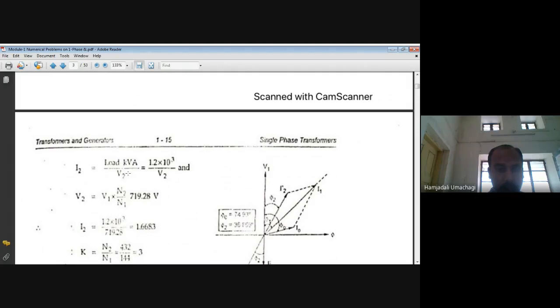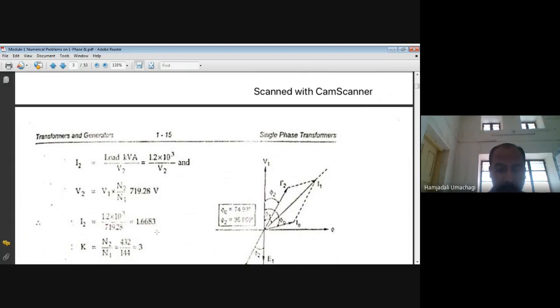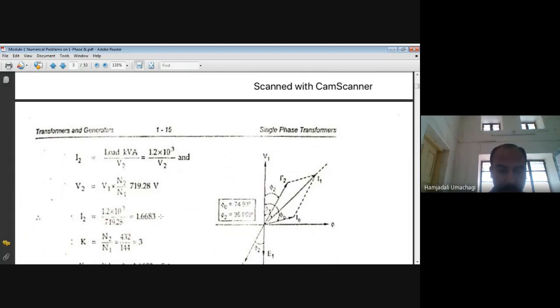Once you calculate V2, now you substitute in this equation. I2 is equal to load kVA divided by V2. Load kVA is 1.2 kVA, that is 1.2 into 10 raised to 3, and the value of secondary voltage V2 is 719.28. So substitute, then I2 is equal to 1.6683 amperes. So here the unit is missing, you need to write the unit.